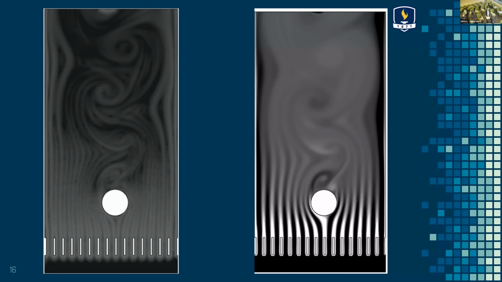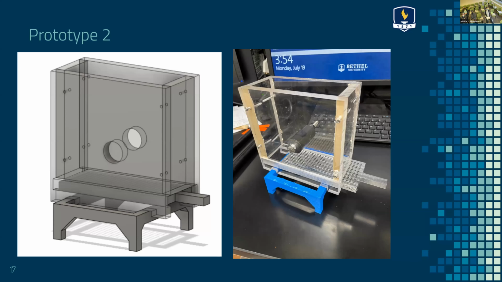I had been worried about that initially, introducing too much friction and causing more distortions in the flow, but in the simulation, it produced a much clearer vortex pattern and a much more consistent flow that we then used in our second design iteration. So this is the second prototype.